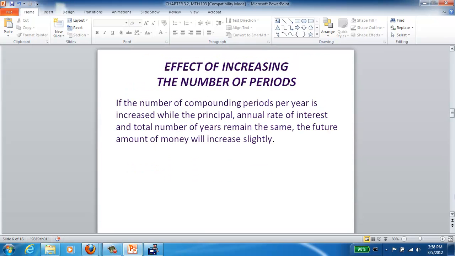Next one, the effect of increasing the number of periods. If the number of compounding periods per year is increased, the future amount of money will increase slightly, and we saw that on the previous example.